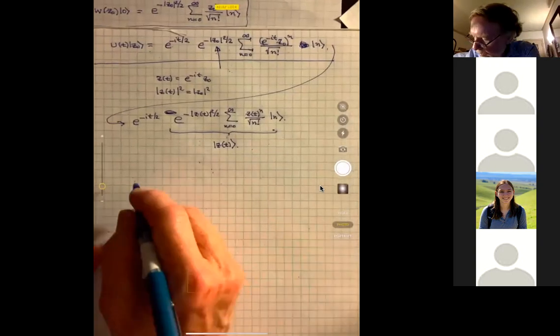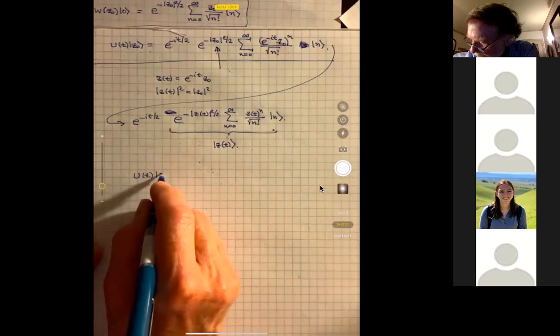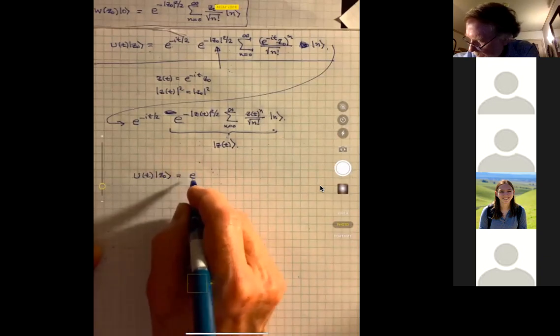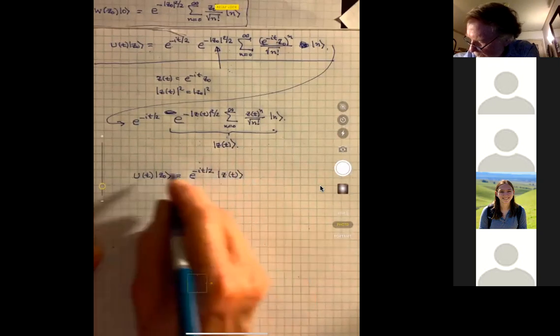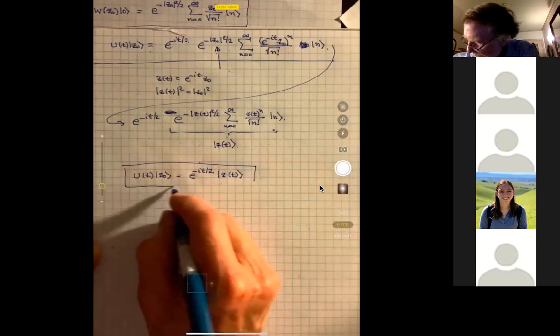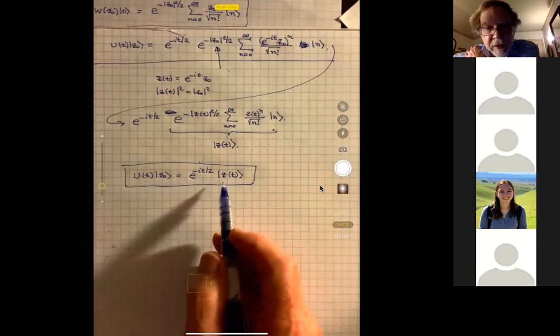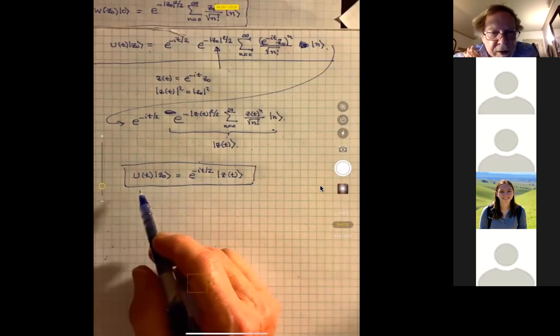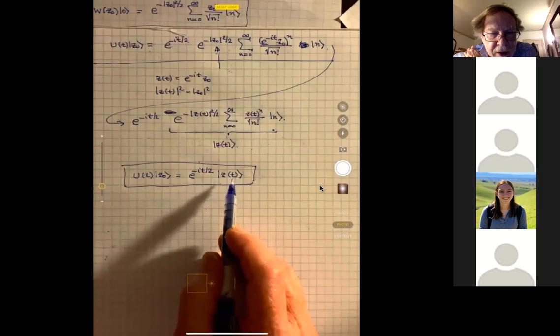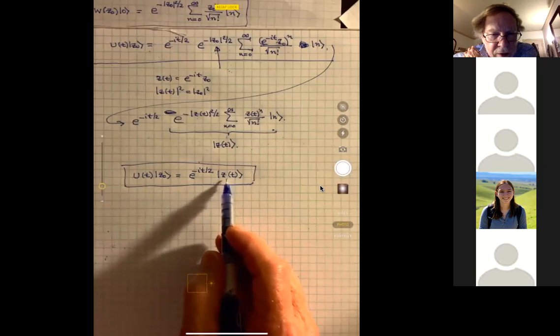And so what we obtain is a nice result: U of t applied to Z0 is equal to e to the minus IT over 2 times Z of t, where, and this is the result we were looking for, Z of t is the solution of the classical motion with Z0 as initial conditions. What this shows you is that the evolution of a coherent state under the harmonic oscillator Hamiltonian remains a coherent state. Its expectation values are centered on the classical orbit. We knew that anyway from Ehrenfest type considerations, but in fact it remains a coherent state.